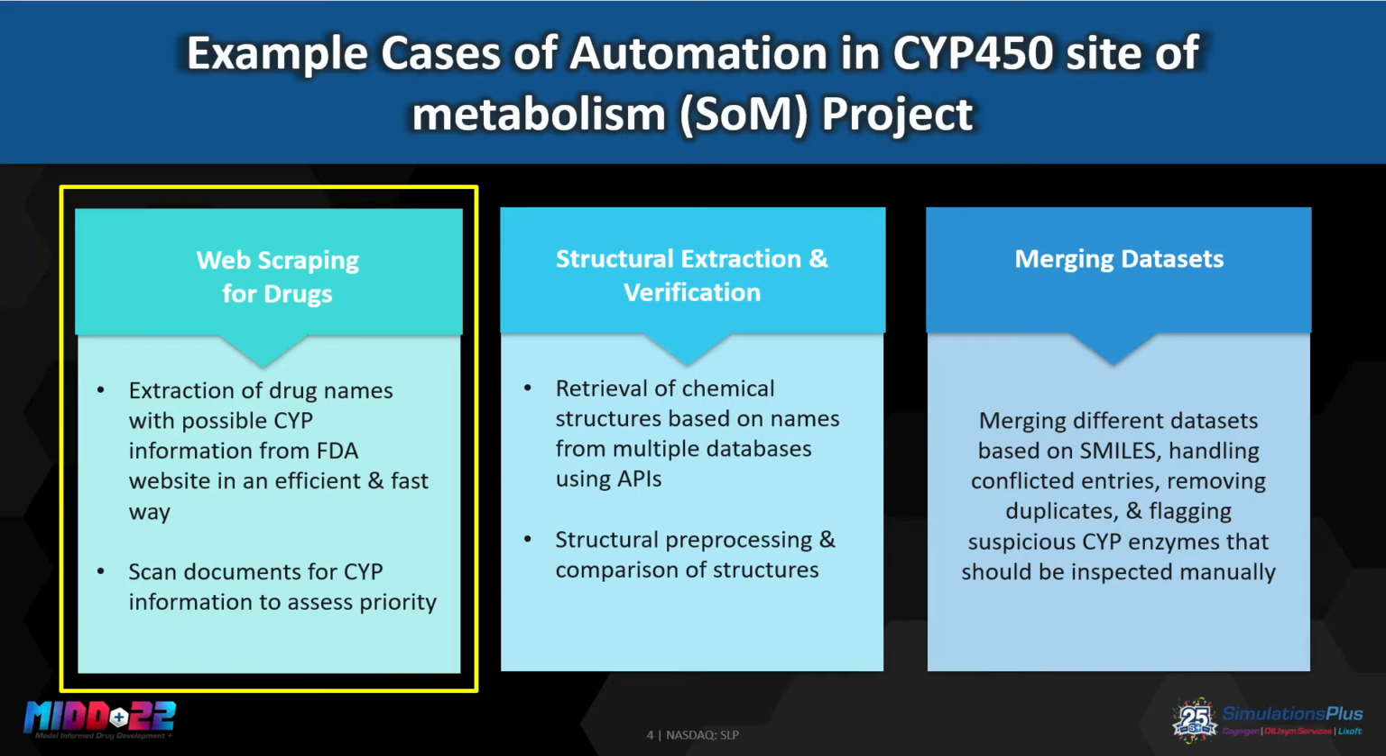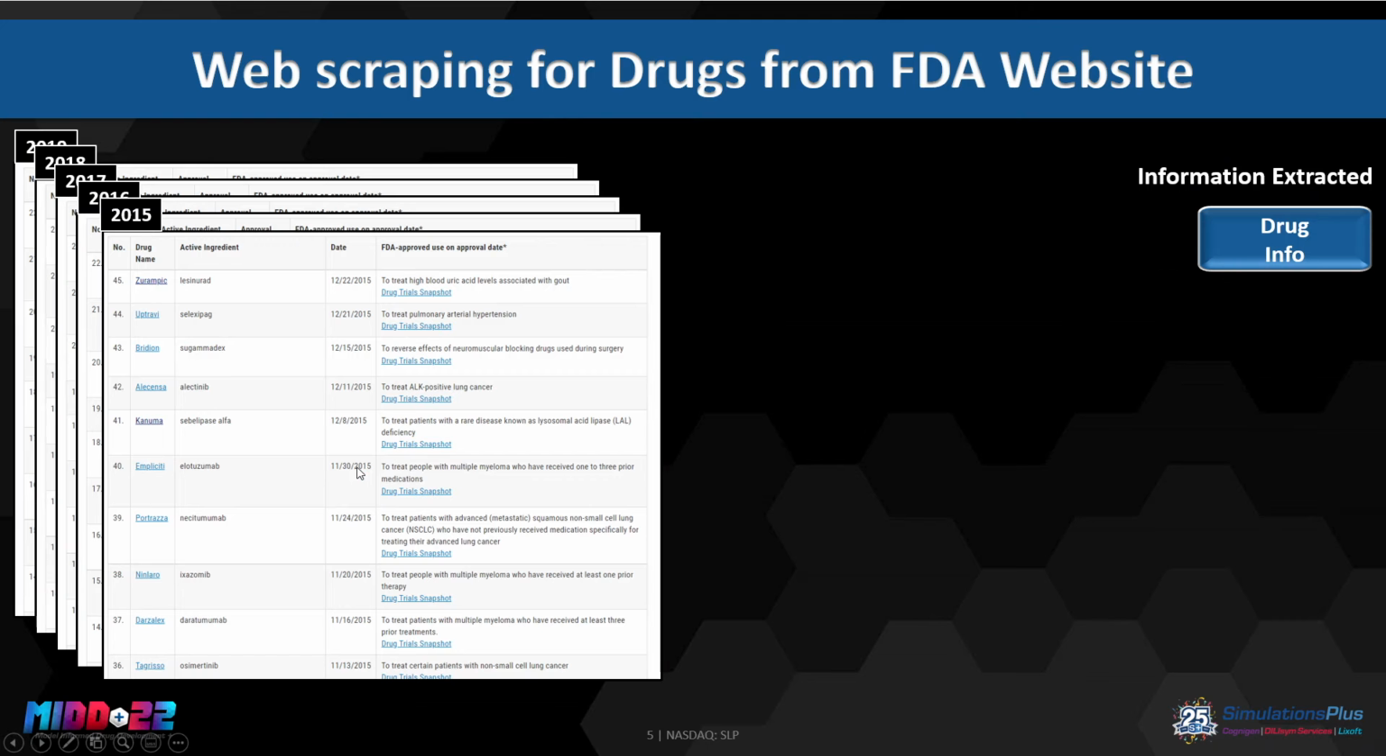The first case is where we apply automation to do web scraping for drugs from the FDA website. When we look at the FDA website, they have approval drugs listed and categorized by year. They have more information at the top, but this is the table that we are interested in extracting. So in the pipeline, given a range of years, we can extract all the tables, including the drugs and other information. But not only that, each drug has a hyperlink that can give more information about the drug.